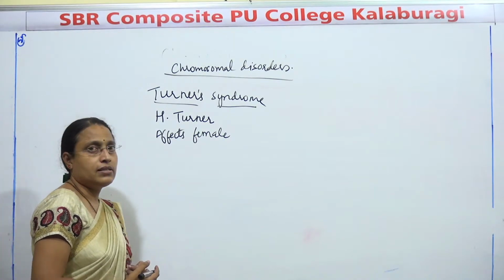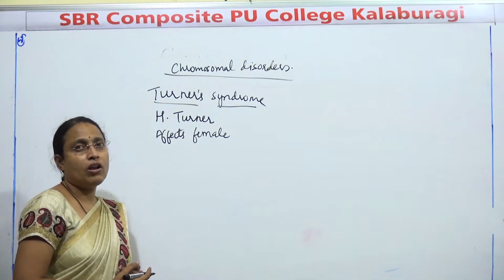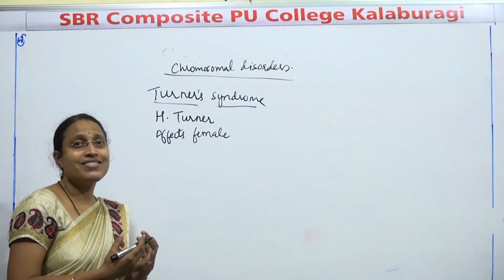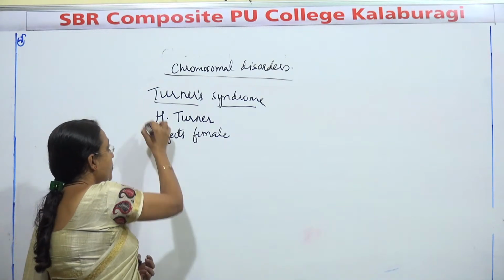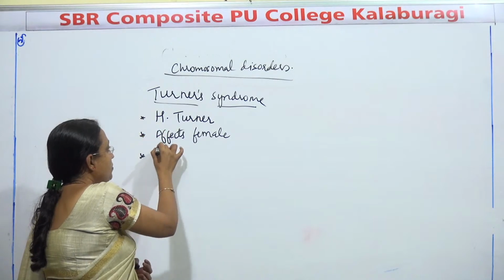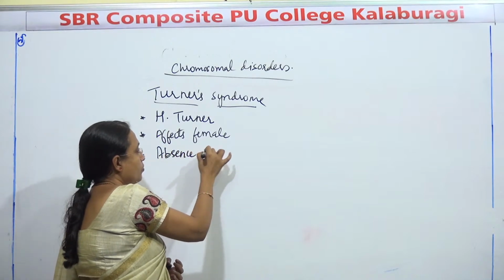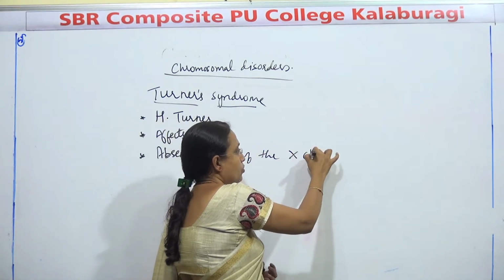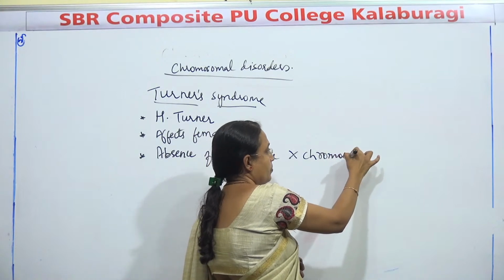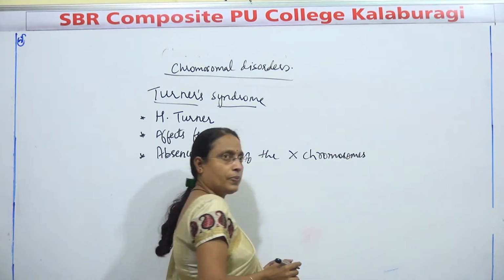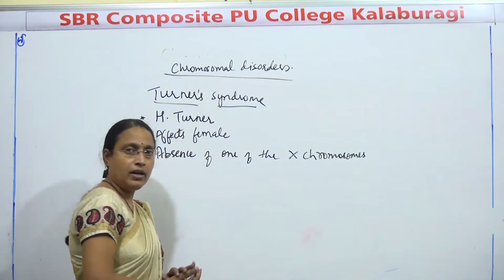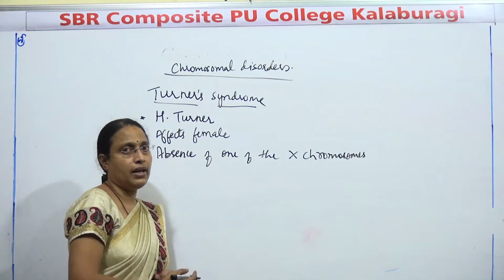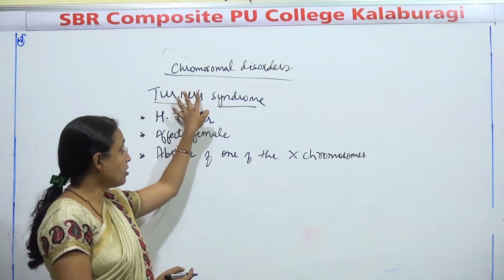And in this, there is absence of one of the X chromosomes. You know that the X chromosome is what? Allosome it is. It is also called the sex chromosome. So, absence of one of the X chromosomes. Say a woman has how many chromosomes? Two X chromosomes. In that, if one is missing and only one is remaining, we say that she is suffering with Turner's syndrome.